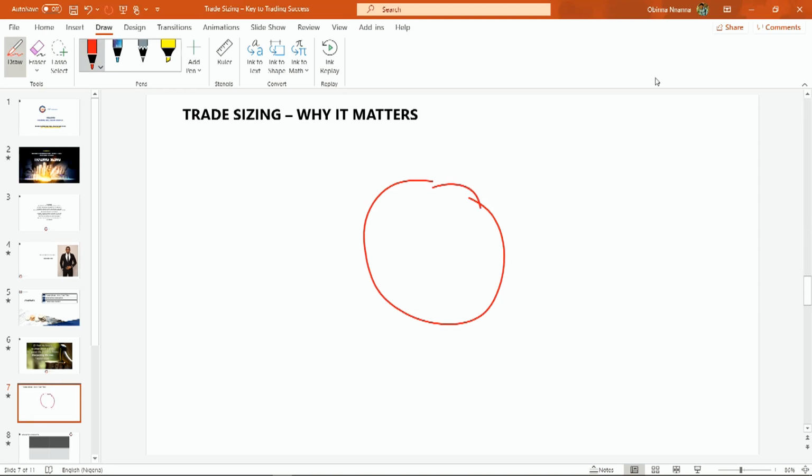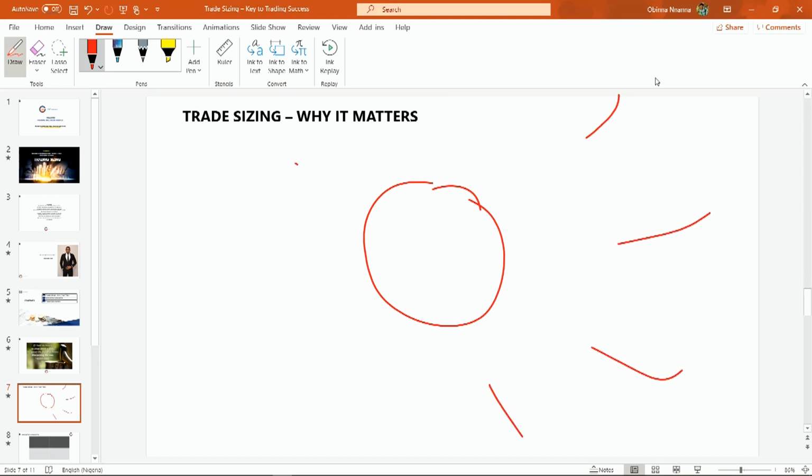Now, every other thing outside your capital, there are just two things outside your capital, right? And that's risk and potential reward. So this is what you do have, this is yours. Every other thing is potential. So potential risk, potential loss, potential gain.